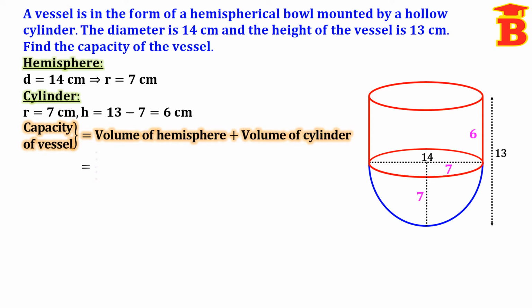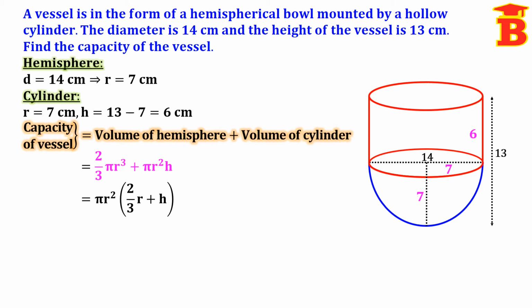Now write the formula. The volume of hemisphere is 2 by 3 pi r cube plus the volume of cylinder is pi r square h. Now take the common. Here we have pi r square common. So taking it outside, we get the remaining 2 by 3 r plus h.